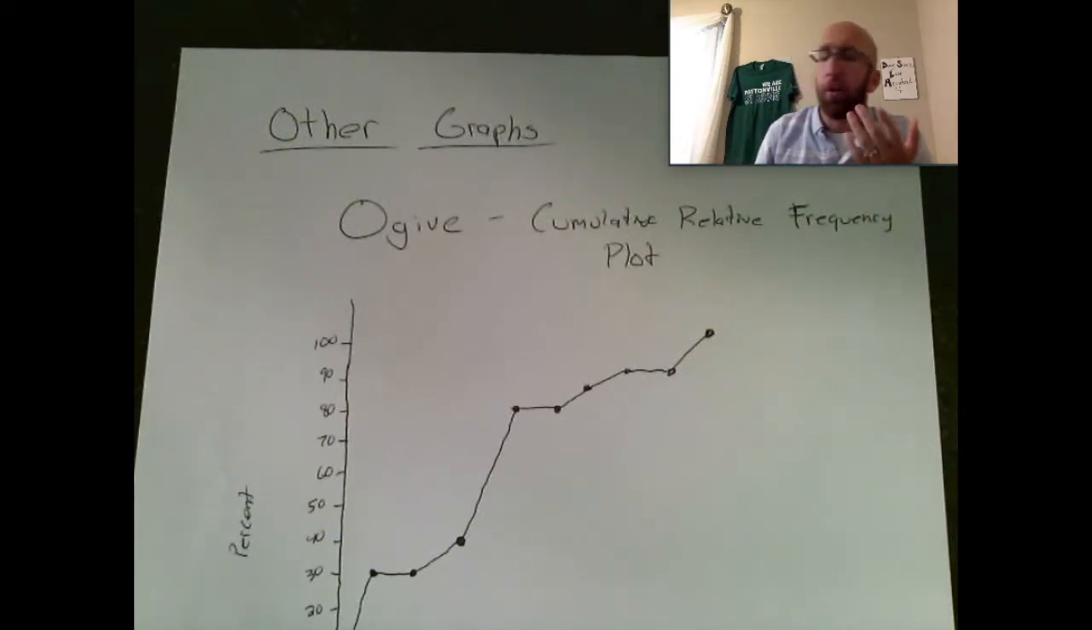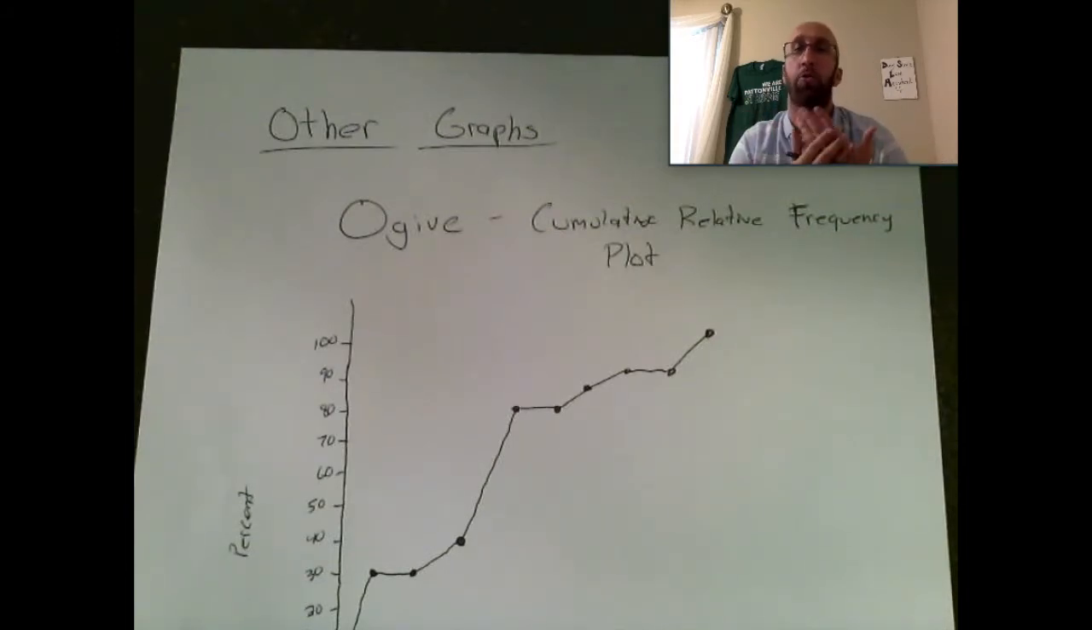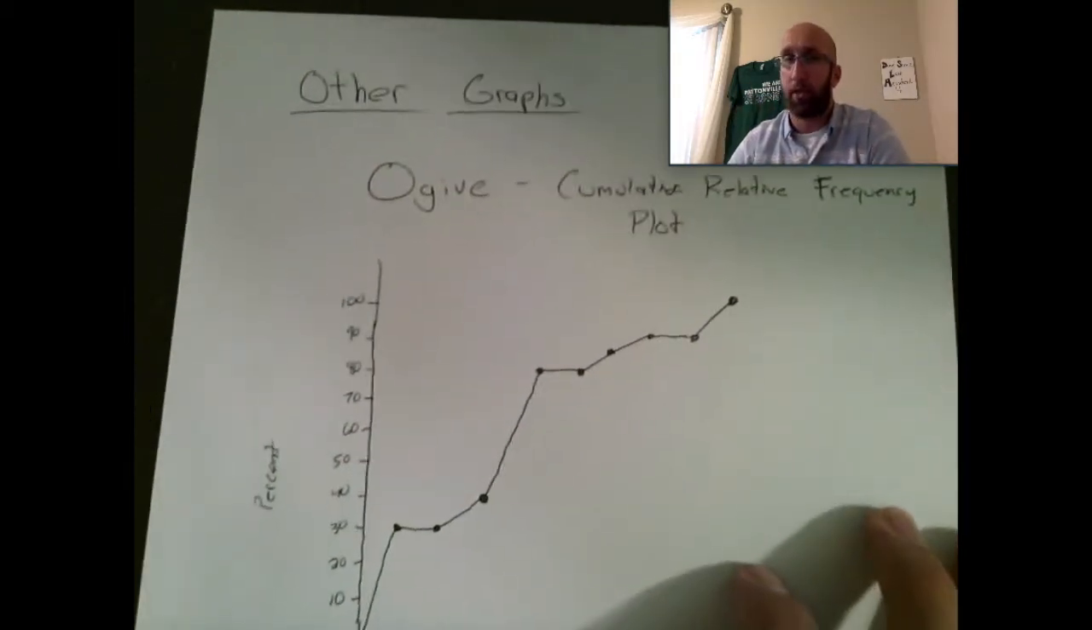So the graph I'm going to focus on today is called an Ogive, which is just a cumulative relative frequency plot. What it's going to do is take a lot of the information that you would typically see, say, in a histogram, but it converts things over to percentages, and also talks about cumulative percentages. So here's what I mean.